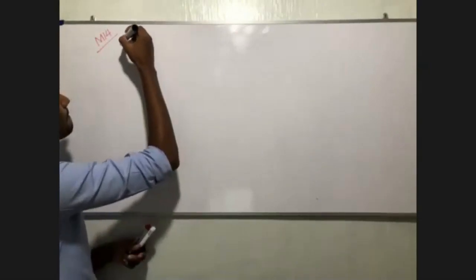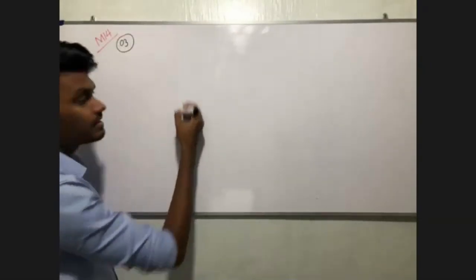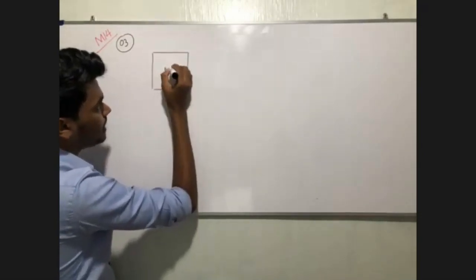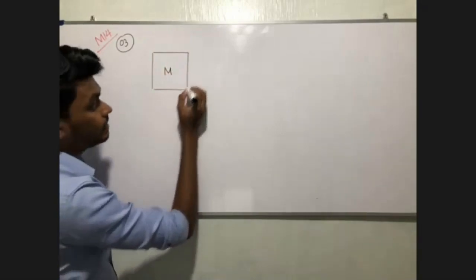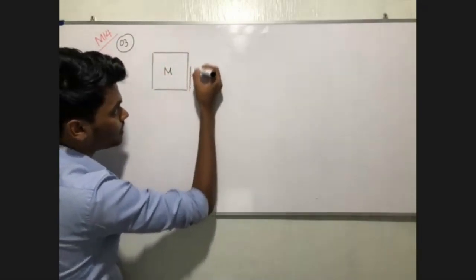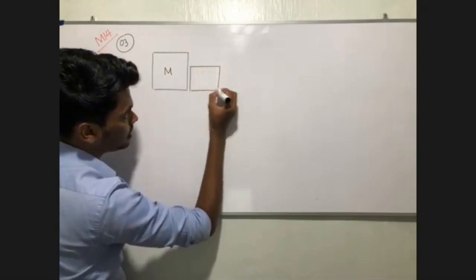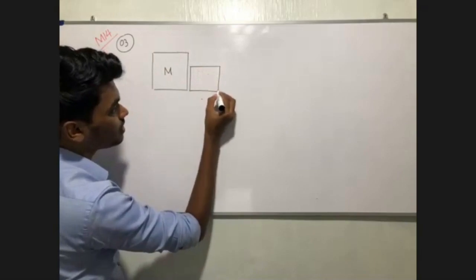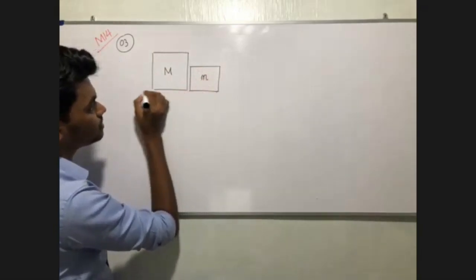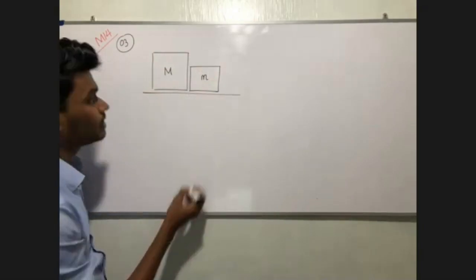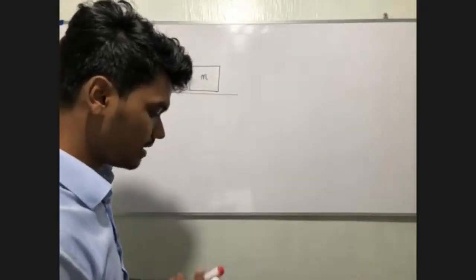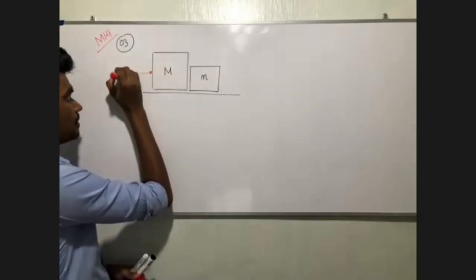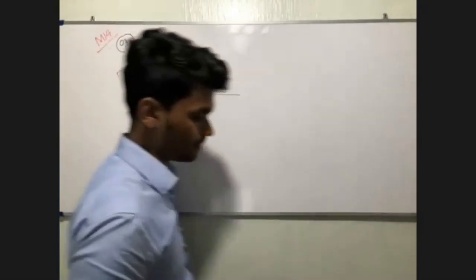Third one. It's like this. There is a mass capital M, and also let us draw the other mass without any contact. And then you are applying a force capital F.